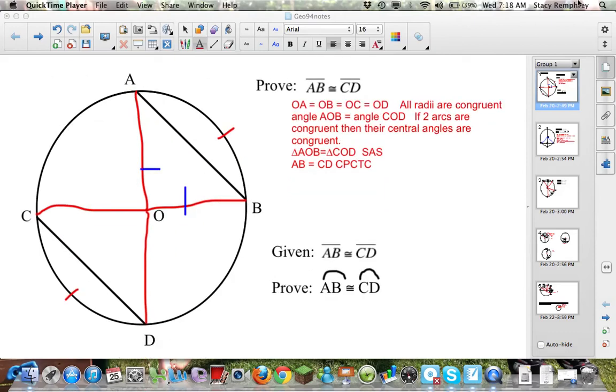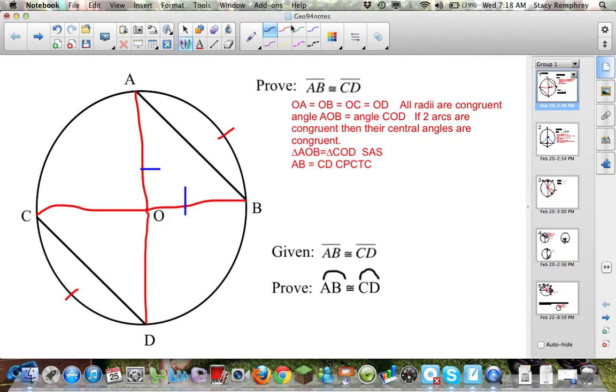Okay, these are the 9-4 notes. You can see me, this is just a proof here of what you were doing today in class. All the radii are congruent. If I know the arcs are congruent, then I know these angles are congruent.